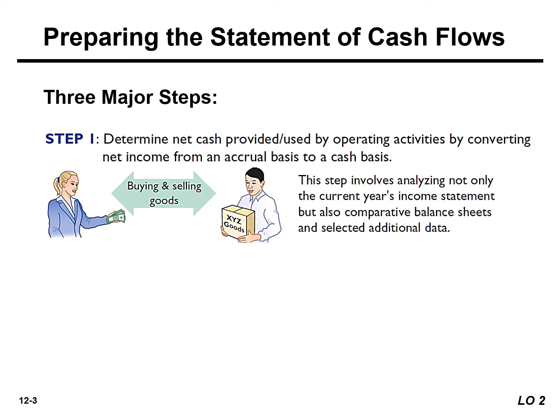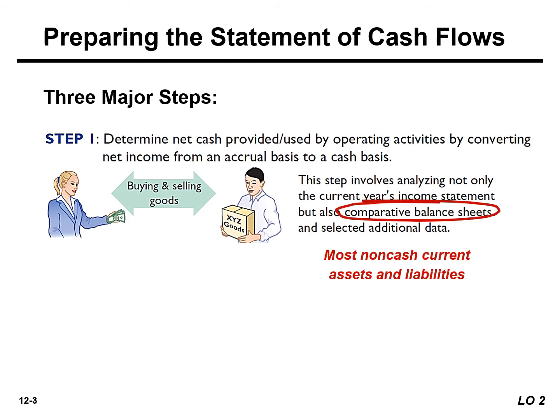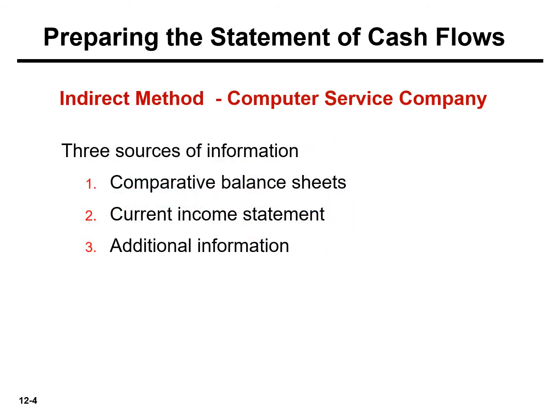To determine this amount, we must convert net income from an accrual basis to a cash basis. You'll need to analyze the current year income statement as well as a comparative balance sheet. More specifically, you want to focus on non-cash current assets and current liabilities, such as accounts receivable, inventory, accounts payable, and wages payable. To explain how to prepare a statement of cash flows using the indirect method, we will use financial information from Computer Services Company.